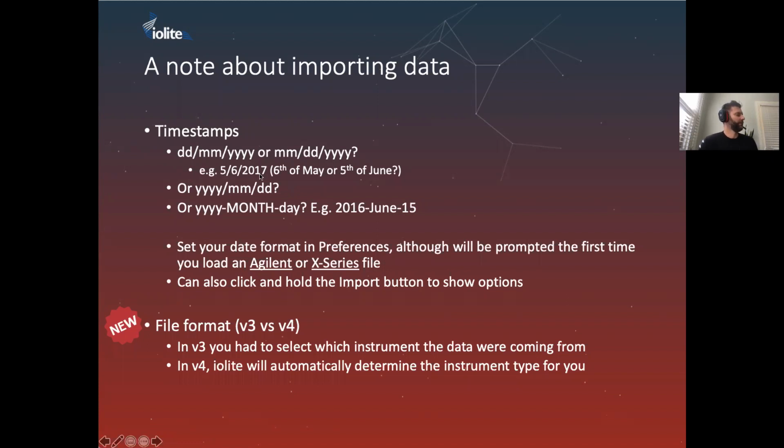But in these files, sometimes it just will have something that looks like 5/6/2017. And we don't know if that is the 6th of May or the 5th of June. Sometimes it's also the year, then the month, then the day, or sometimes it's the year, then the month in words, and then the day. And all of these variations, because computers are quite dumb, they can't work it out. So we have to tell it exactly what the file format is.